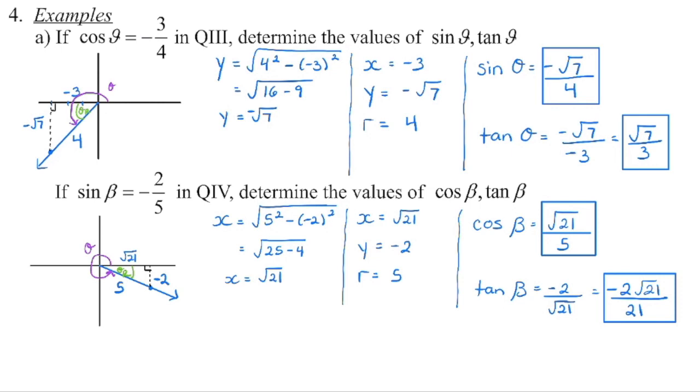And then we are terminating in quadrant 4 here. So this is CAST. Cosine should be the only positive ratio. Cosine is positive. My other two are negative.